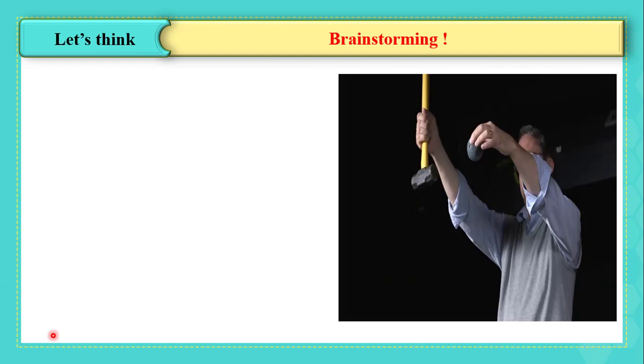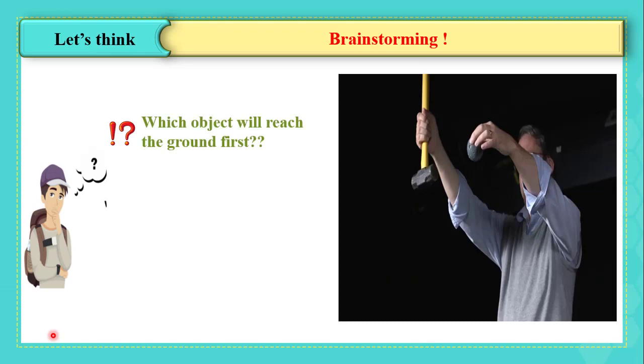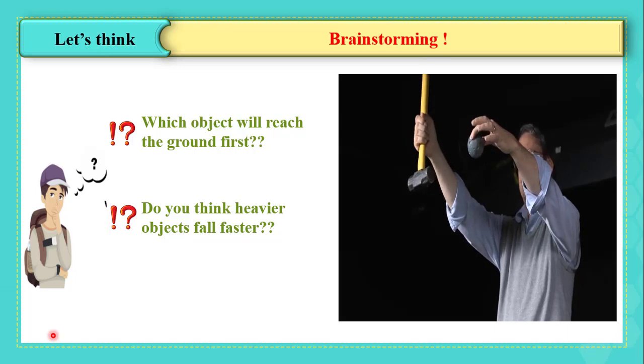Consider a 1 kilogram hammer and a small light ball as shown in the figure. We will release both objects together from the same position and at the same time. Which one of the two objects do you think will reach the ground first? Do you think that heavier objects fall faster, so that the hammer will hit the ground first? Let's see.